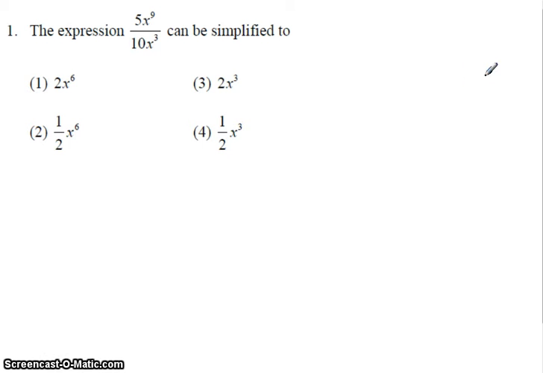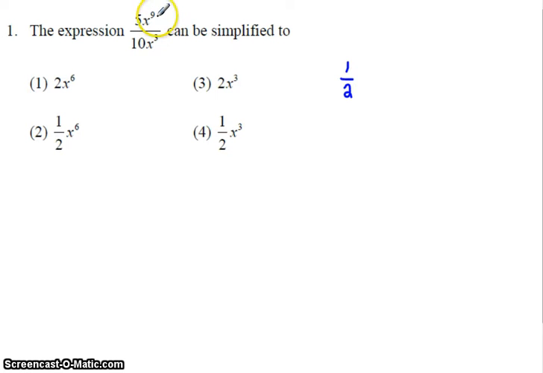Alright, so we've got a multiple choice question here. It says the expression 5x to the 9th divided by 10x to the 3rd can be simplified to what? And just keep in mind here that this is a monomial, 5 times x to the 9th, divided by another monomial, 10x to the 3rd. So the way I look at it is I divide out like terms here. So 5 divided by 10, well, we know that's 1/2. So I'm going to write 1/2 here.